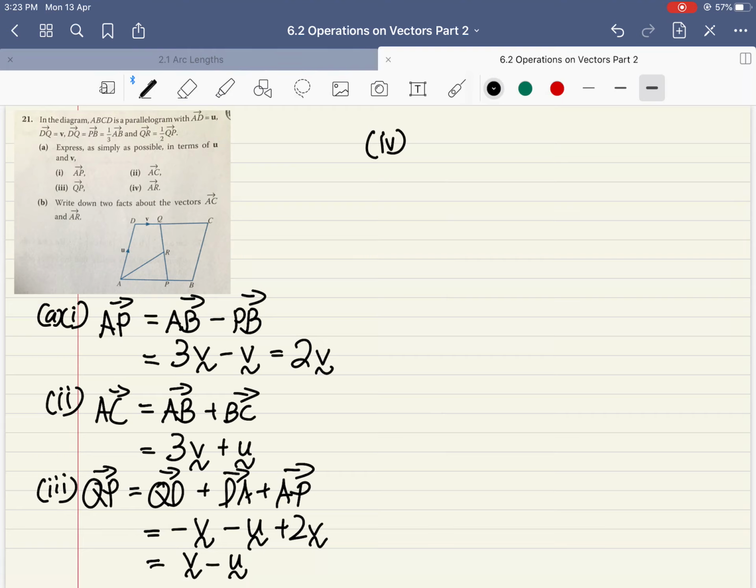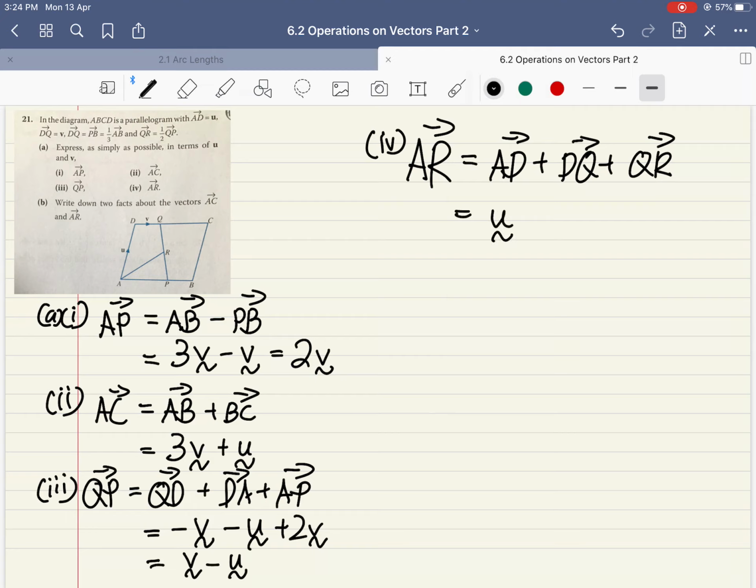Part 4, AR. There are a few ways to do this. Where is AR on the diagram? This is AR. AR can be AD plus DQ plus QR. I think I better write the whole thing out. So AR is equal to AD plus DQ plus QR. In this case, AD is the vector U, DQ is the vector V.